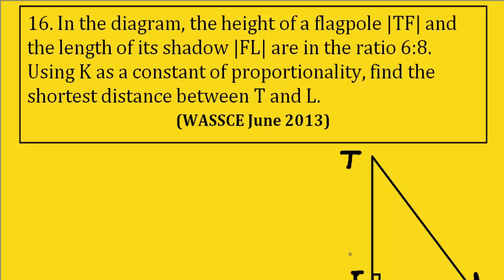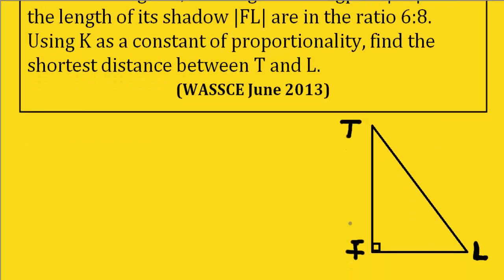So the first thing to point out is we have a right angle triangle here, and the side TF is essentially representative of the so-called flagpole, whilst the side FL is representative of the shadow, and this side TL is just the line you get from joining T and L. But the key thing is to realize you have a right angle triangle, and in this question, Pythagoras' theorem is going to be useful.